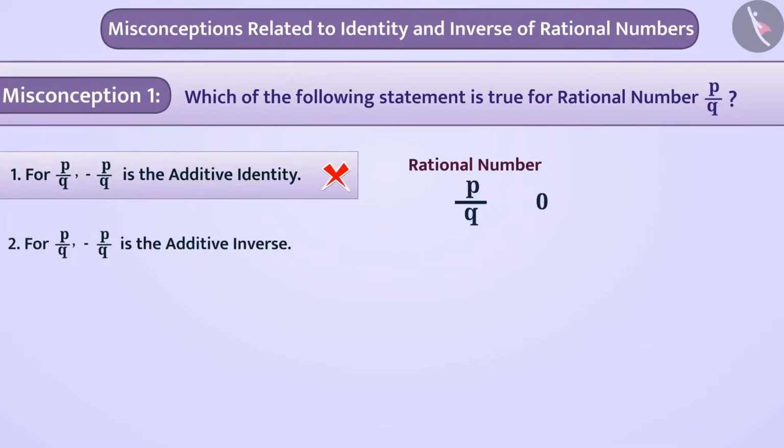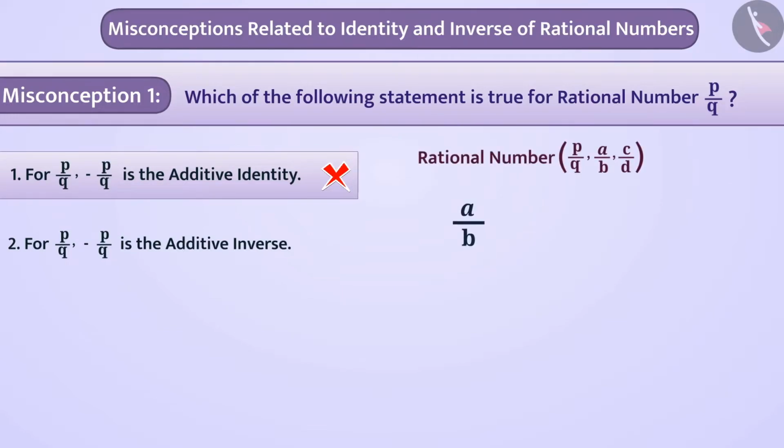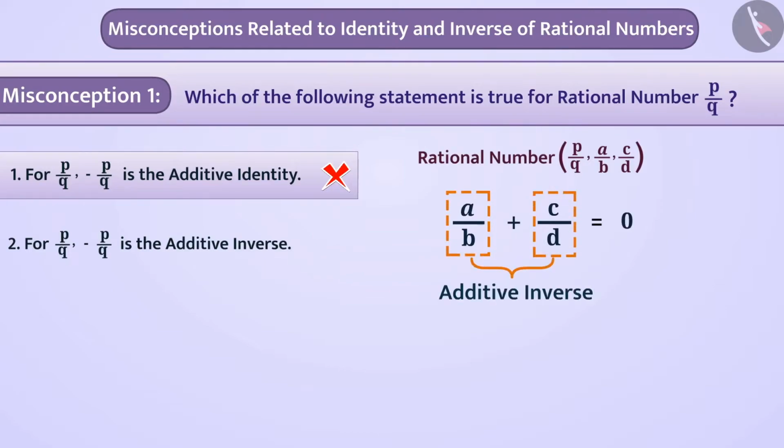Remember that 0 is the additive identity for rational numbers because addition of 0 to any rational number makes no change in the value of the rational number, which means its identity is not changed. Similarly, if the addition of any rational number a by b with rational number c by d is 0, then a by b and c by d are called additive inverses of each other.